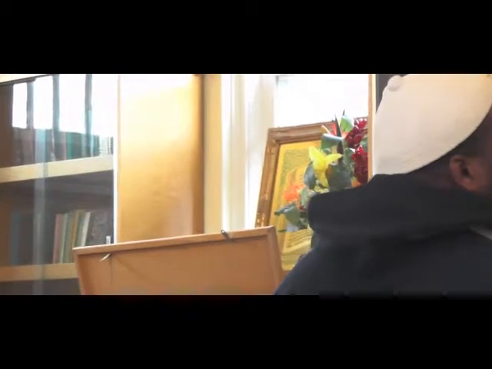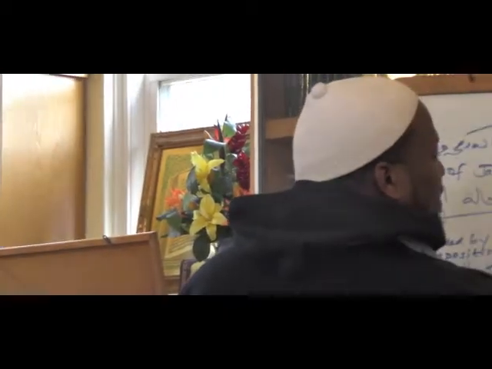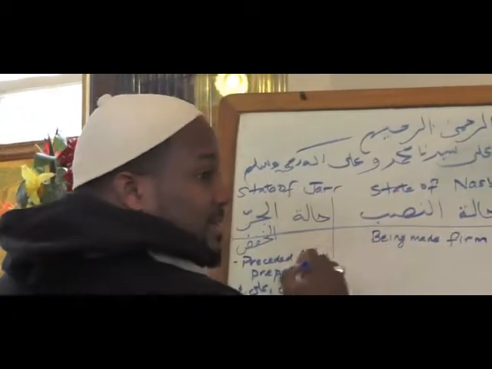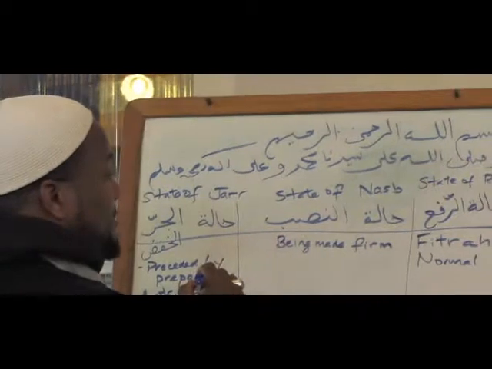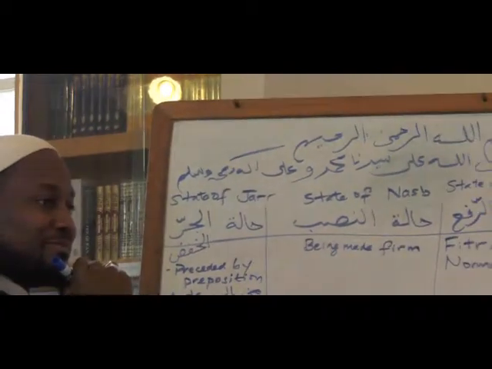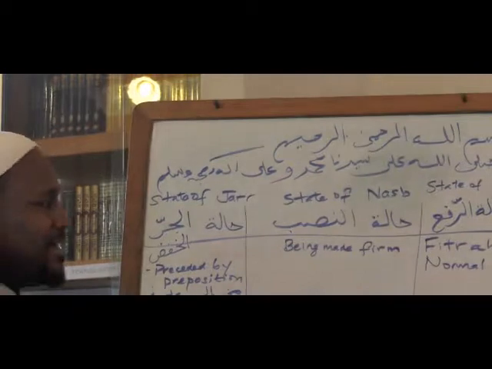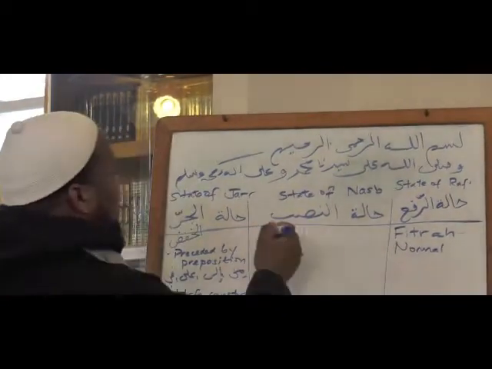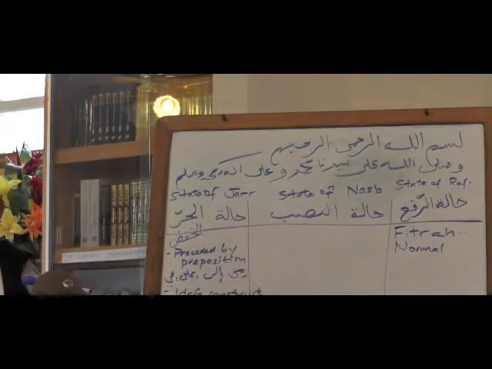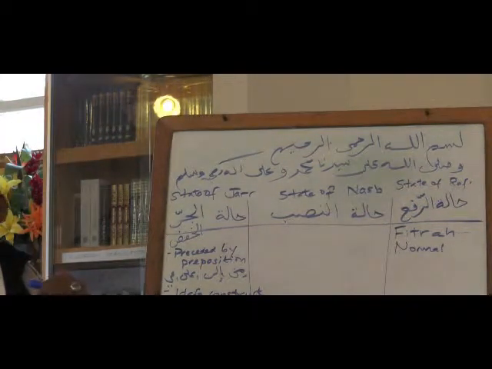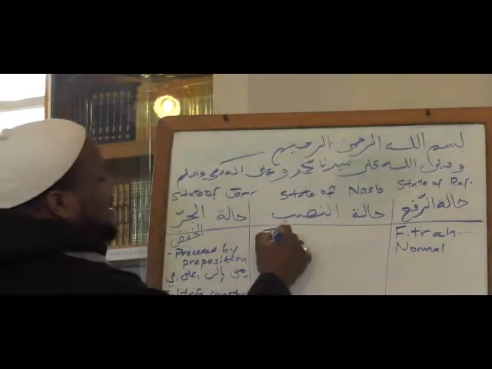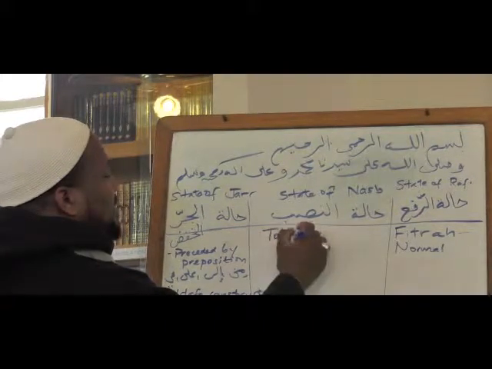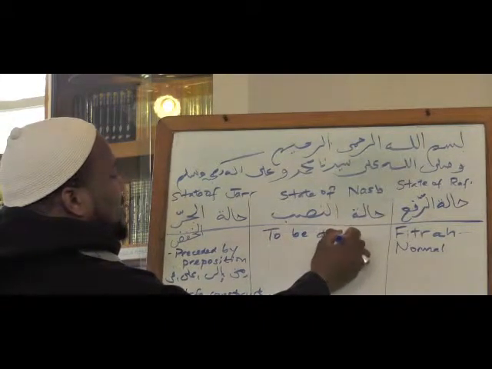Okay. So again, halat al-raf is the normal state. It's the fitra state. To direct between. I like that. Between rafa and nasab. It's being directed by something? Direct. That's right. Could direct the meaning. Nasb between raf and jar. Yeah. That's right. So let's try that. To be directed. When it's being ordered, right?